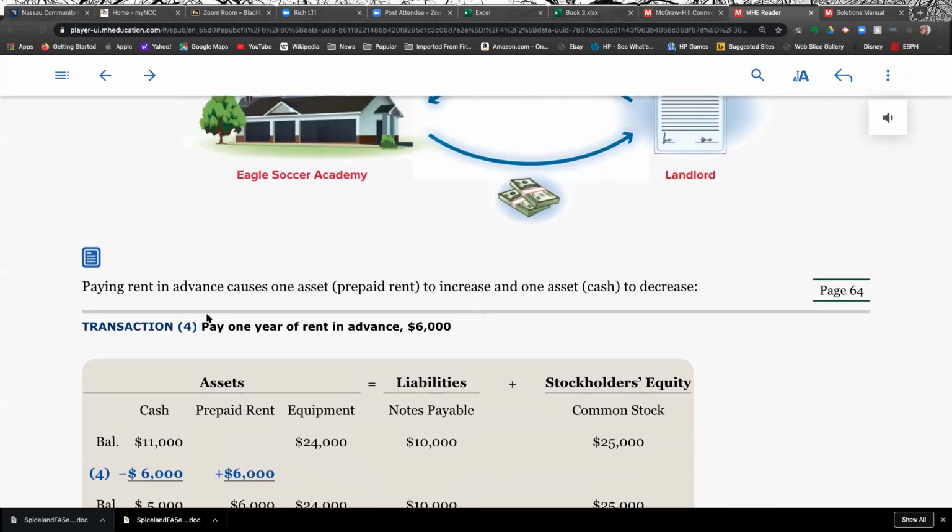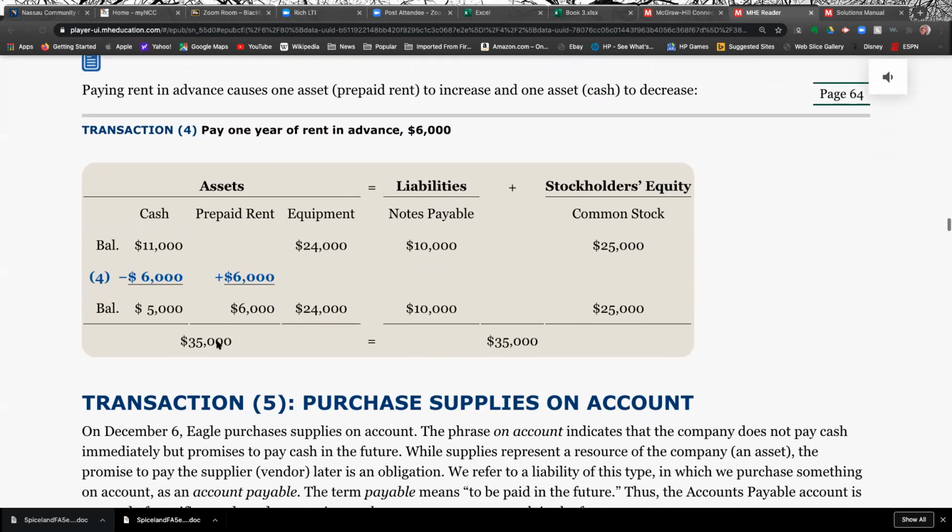Whenever you see the word pay, it means your cash is decreasing. Because sometimes when you're analyzing these things, something happens to increase something, or something happens to decrease something. It's helpful if you can isolate things. So as soon as you see that word pay, you know you're going to subtract something from cash.